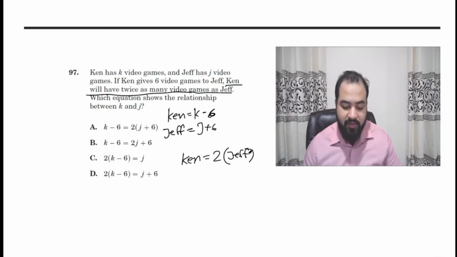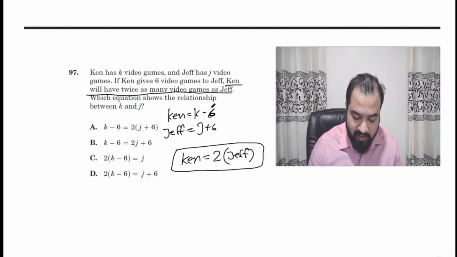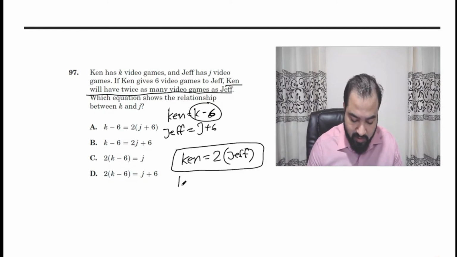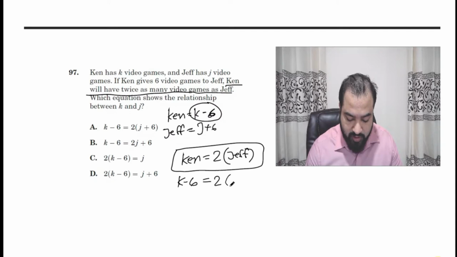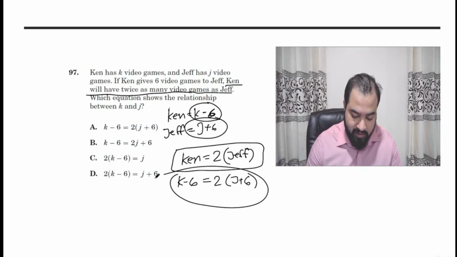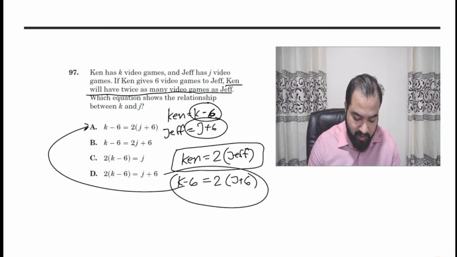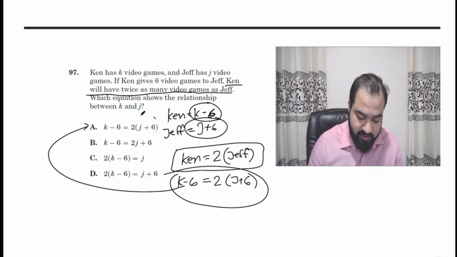So if Ken gives away the 6, Ken will have 2 times Jeff. Now Ken has K minus 6. So that's K minus 6 equal to 2 times, what do we have for Jeff? Now Jeff has J plus 6. Let's plug in here. If you look at option A, K minus 6 equal to 2 times J plus 6. That makes sense.